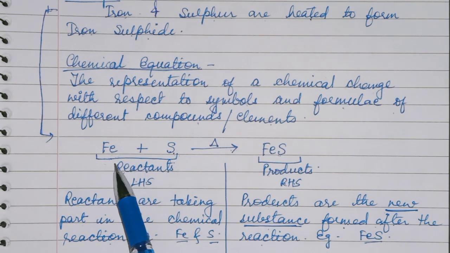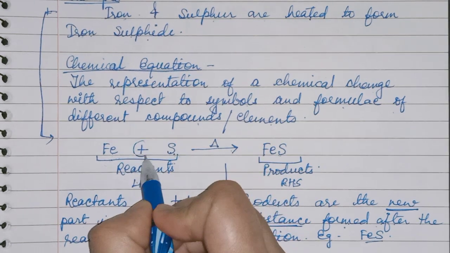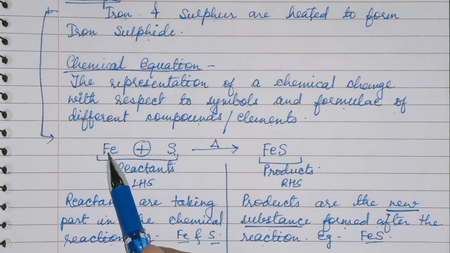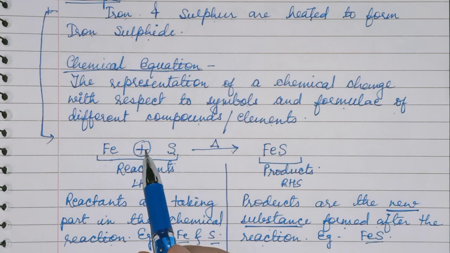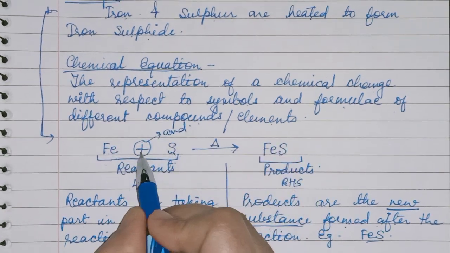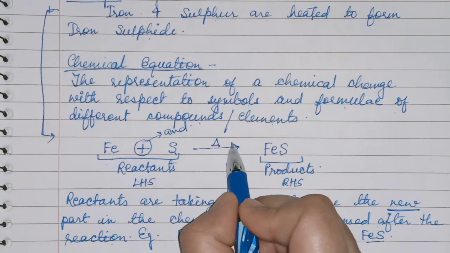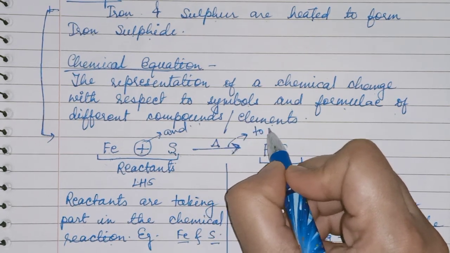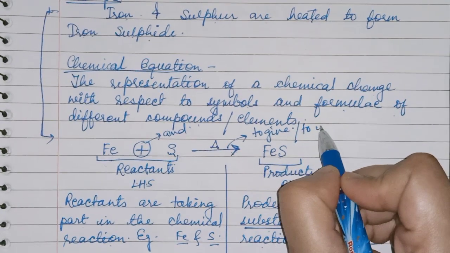Children, one thing you have to remember here is that when you are reading a chemical equation, you will not read this plus sign as plus. Wherever it is plus, you will read it as and. Iron and sulfur heated to give. The arrow represents to give, or to yield.